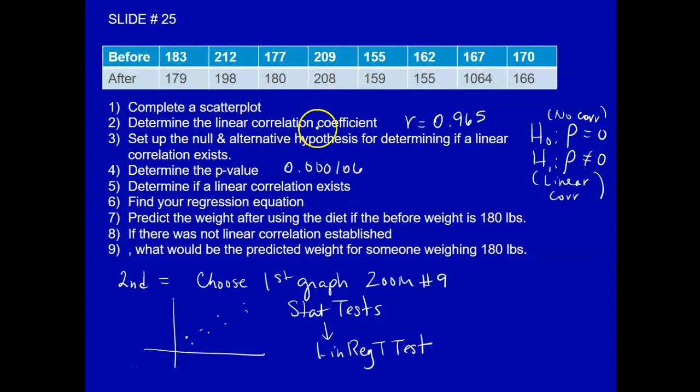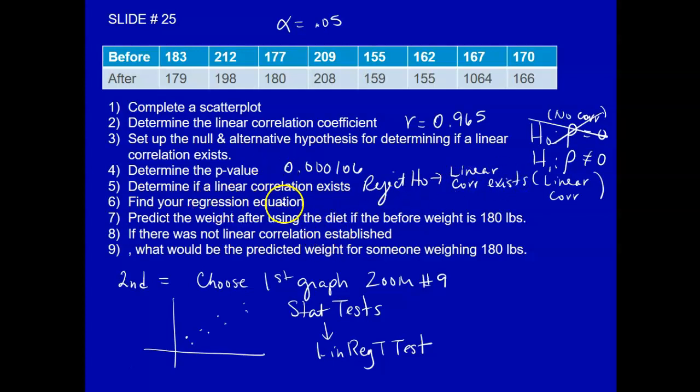So determine if a linear correlation exists. Regardless, we don't really have an alpha given here. We'll just assume 0.05. That's a fairly common one. So at a 0.05 significance level, our p-value is definitely less than that. It would be less than any of the common ones that we would be using. So if that's the case, then we're going to reject the null hypothesis. If we reject that null hypothesis, then we're going to be able to say that a linear correlation exists.